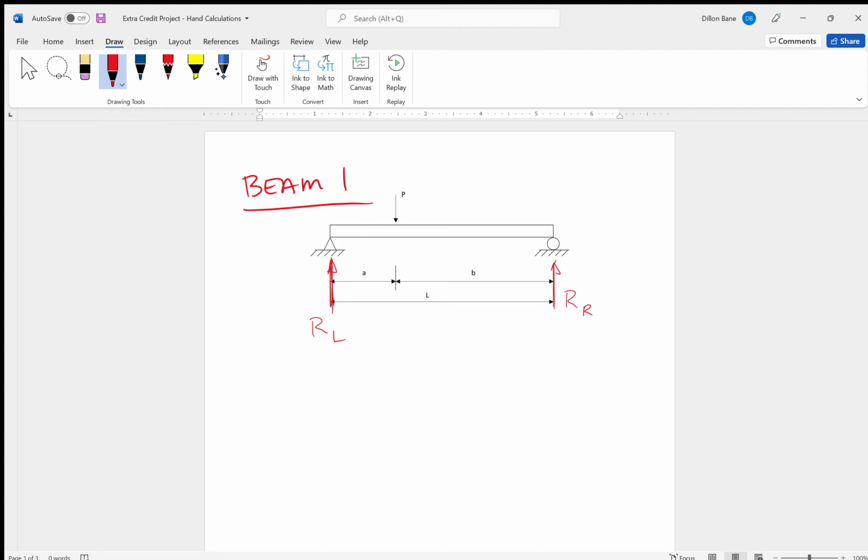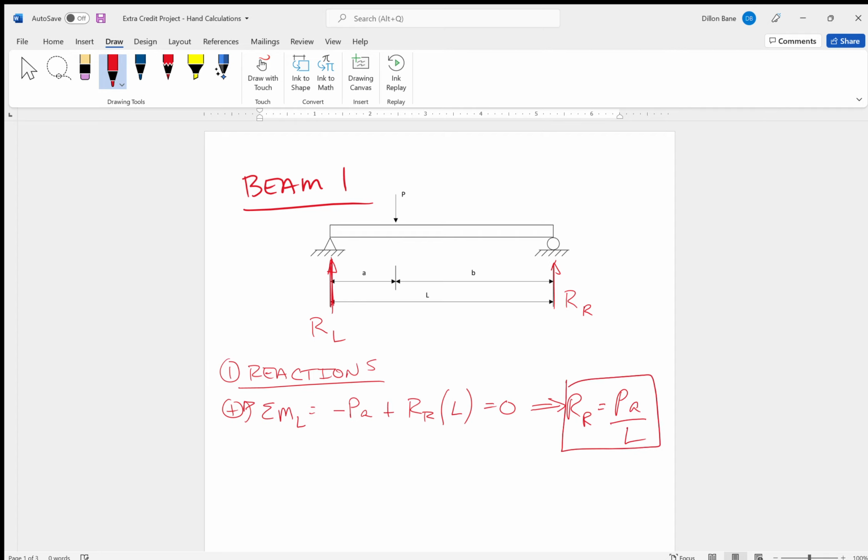Okay. So I need to first find reactions. And we're going to do that by summing moments about the left support. What we get is a negative P times A plus the right reaction times L. That equals 0. And then when we solve for the right reaction, we get PA over L. Okay. So that's the right reaction.